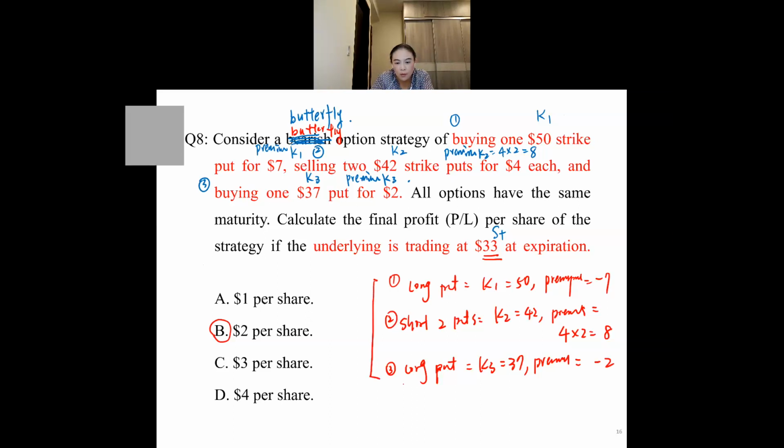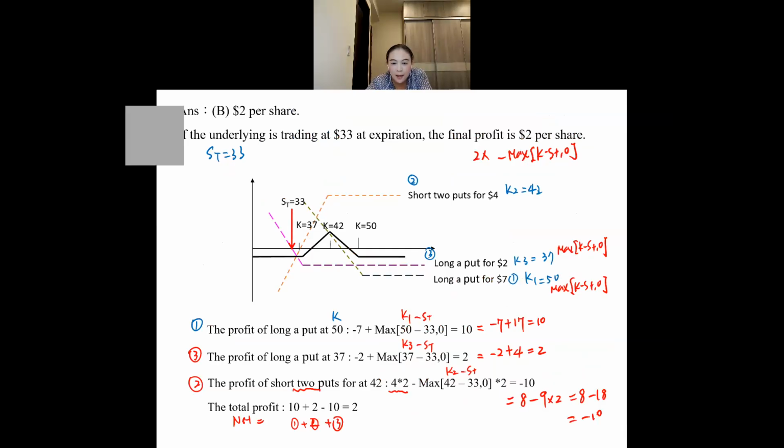And then we combine these 3 together as your long butterfly, and we want to compute the profit or loss when ST equals 33. So just input the 33 into our payoff diagrams or payoff rules. All right, let's take a look. So here you know all the positions. The first position is a long put at K1 equals 50. Second one is short 2 puts for $4 each. And third one is a long put for $2. Okay. So here, just to combine, write down ST equals 33, and then insert into all these payoff diagrams.